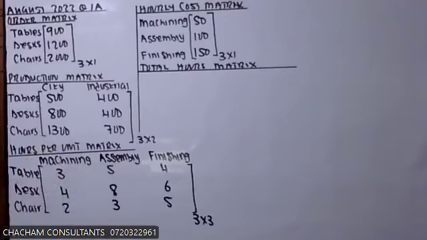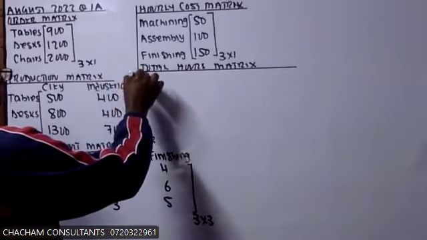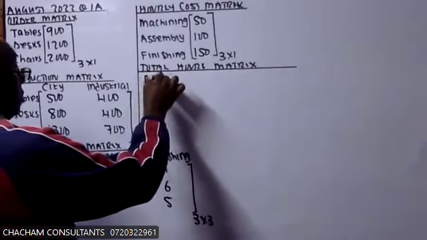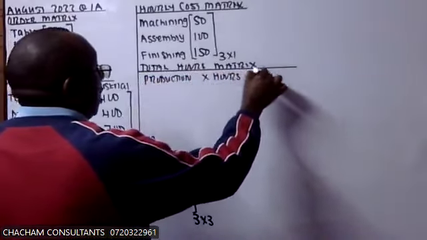So I can transpose this, so that I have, if I transpose this, then I will have to start with the production times the hours. That will be the total.